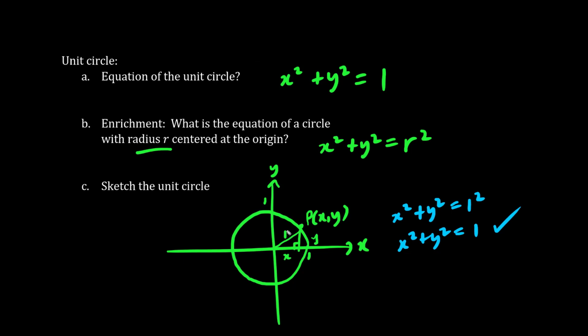And instead of 1, if we have the radius of r, if this is an r, then x squared plus y squared equals r squared. This here is the equation of any circle with radius r.